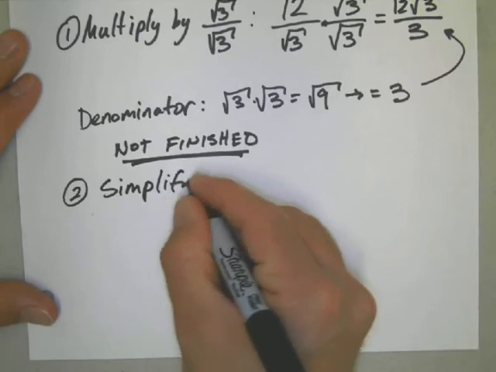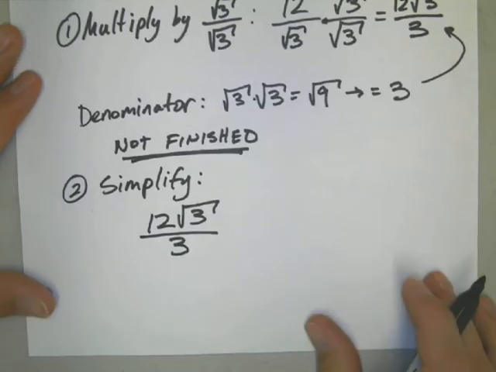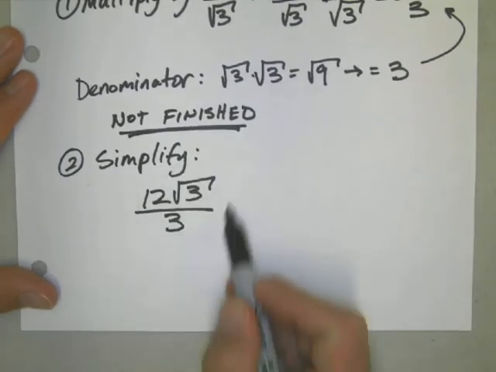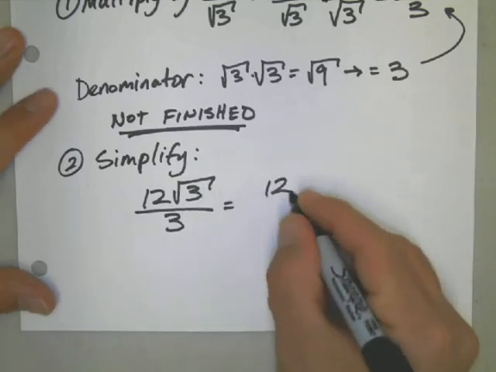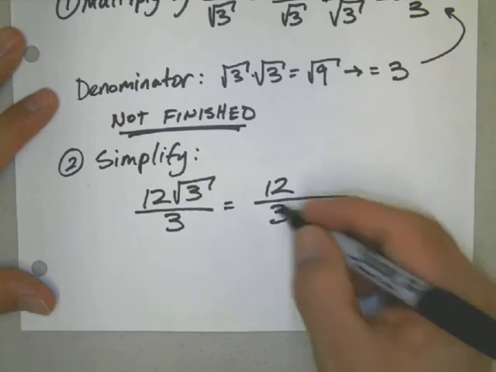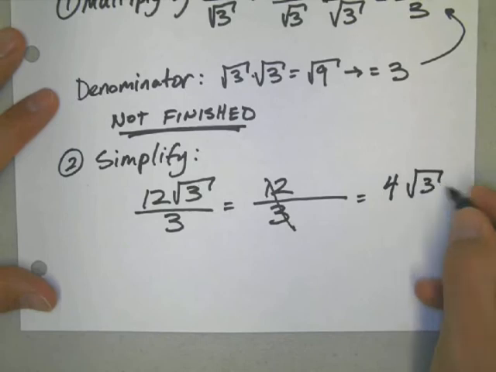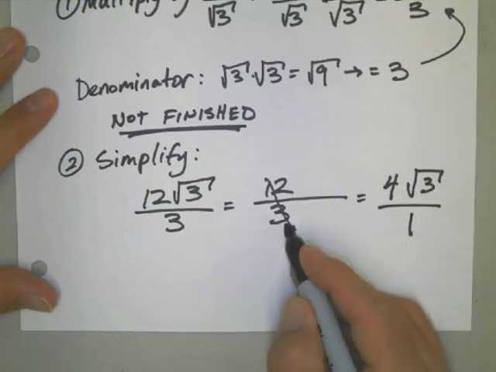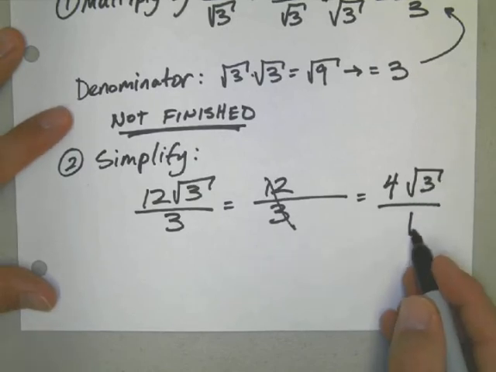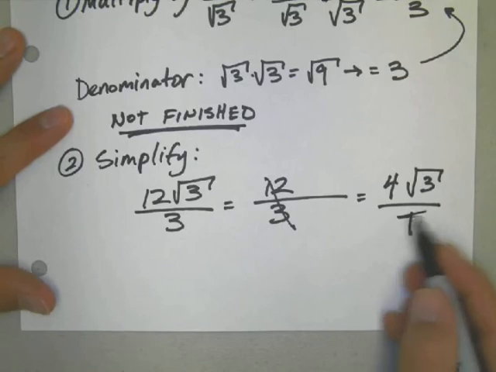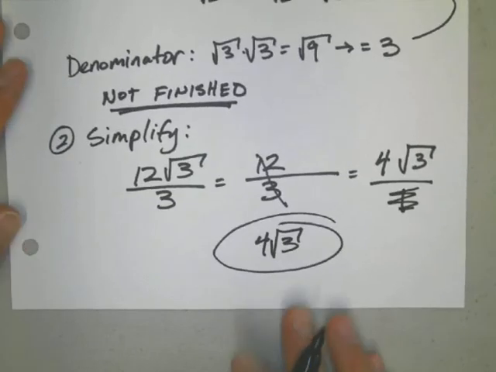So our next step is we're going to simplify our fraction. So 12 times the square root of 3 over 3, the 12 and the 3 can reduce, just like it's a normal fraction. And you can see I left a little space there on the right where I'm going to put my square root of 3. 12 over 3 reduces to 4. Now do we have to write the 1? Do we need to put the 1 there? As you know, we don't. And so 4 times the square root of 3 is my answer.